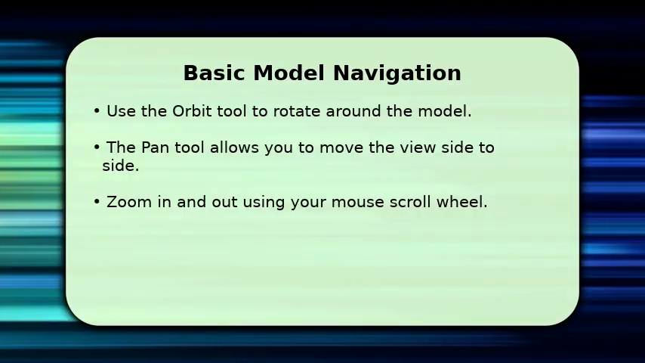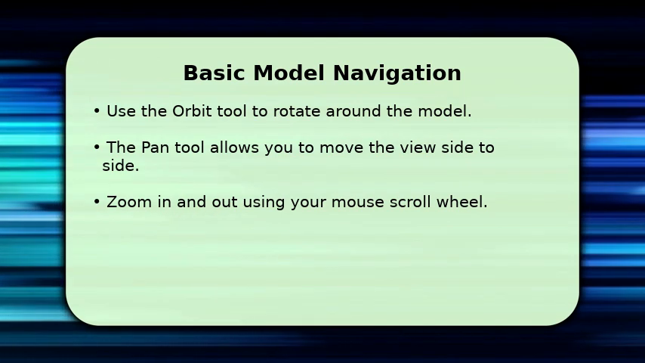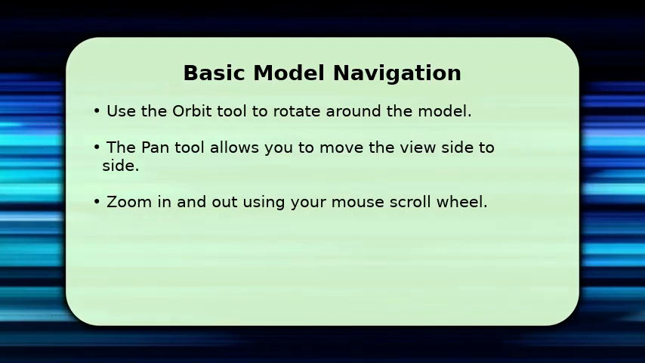The Orbit tool lets you rotate your view around the model, giving you a full 360-degree perspective. To move your view horizontally or vertically, use the Pan tool. And for getting a closer look or seeing the bigger picture, simply use your mouse's scroll wheel to zoom in and out. These basic tools will help you explore your design effectively.